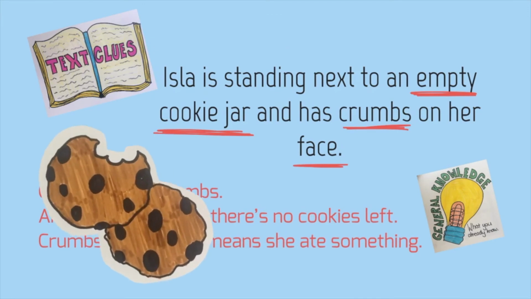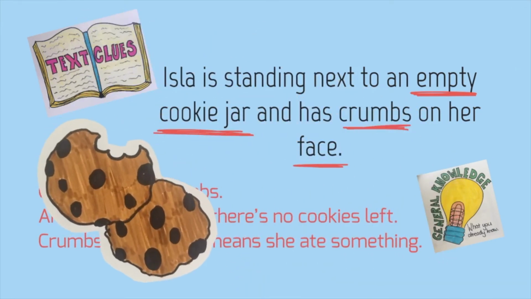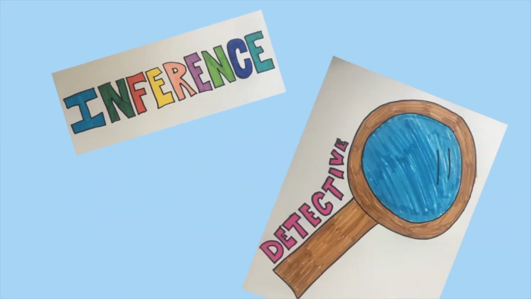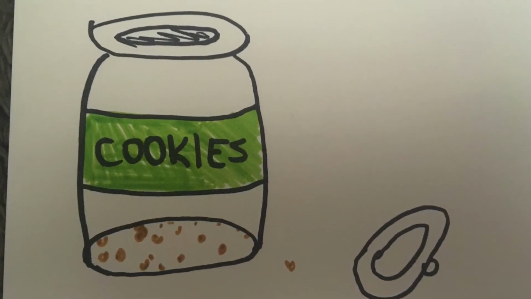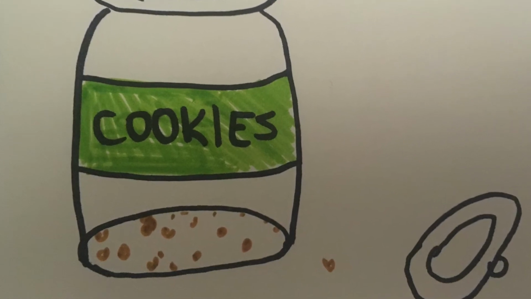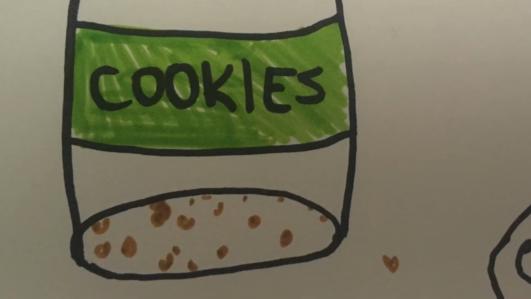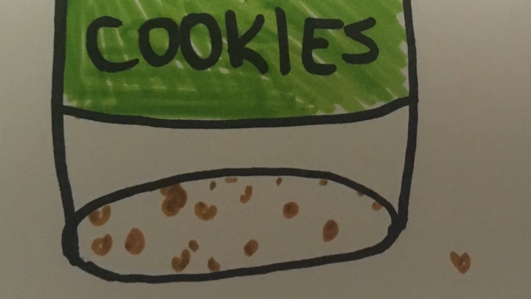So even though the author didn't write that Isla ate all the cookies, we can use our inferencing skills to figure out that she really did eat all the cookies, because there's no cookies left in the jar and she has crumbs on her face. So we can infer that she ate all the cookies. I like cookies. I wish she shared them with me.